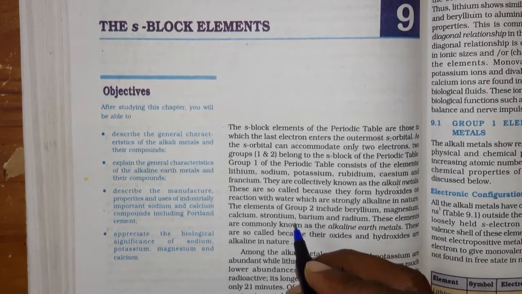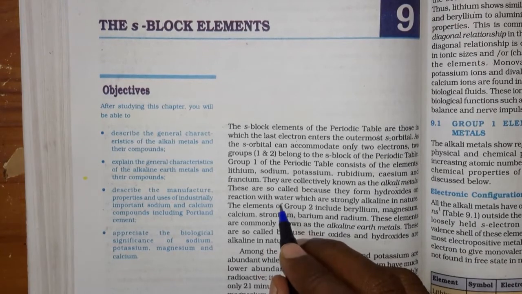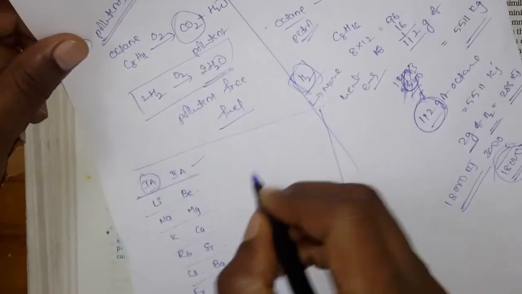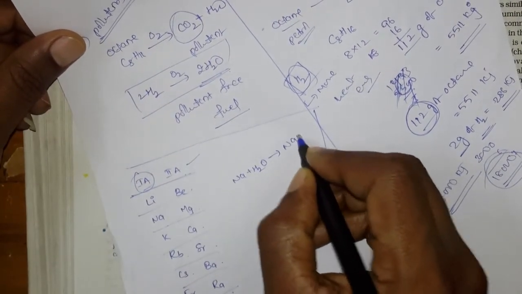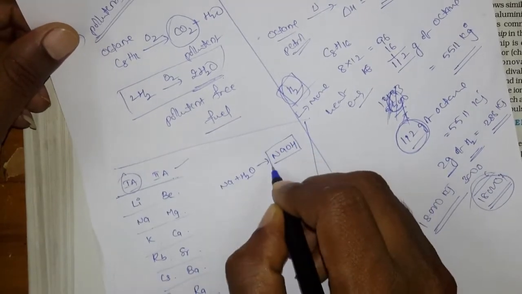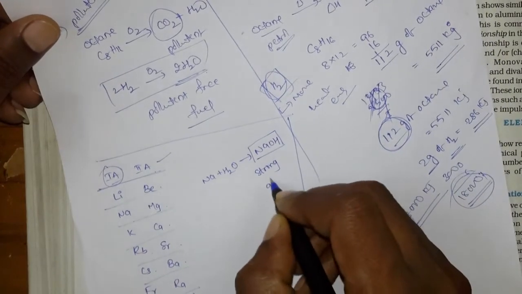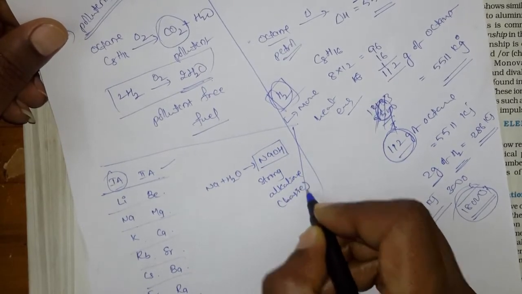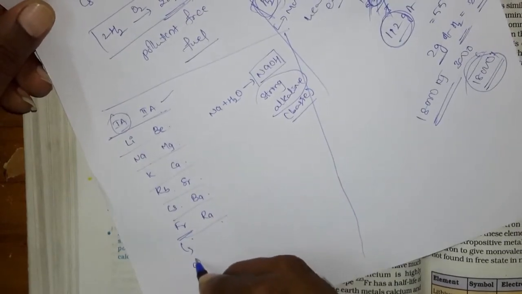They are called alkali metals because they form hydroxides on reaction with water, which are strongly alkaline in nature. That means when the first A group of elements react with water, they produce hydroxides, and these hydroxides have a very strong alkaline, that is strongly basic, nature. That is the reason why the first A group of elements are called alkali metals.